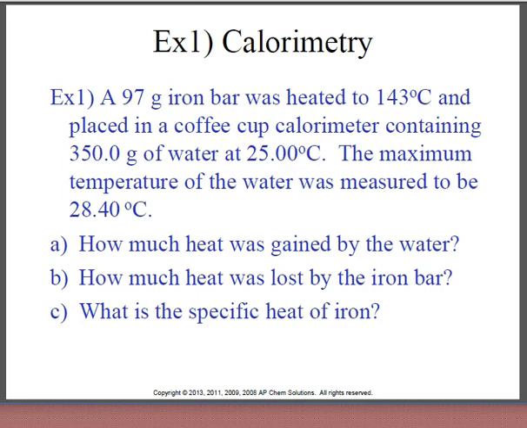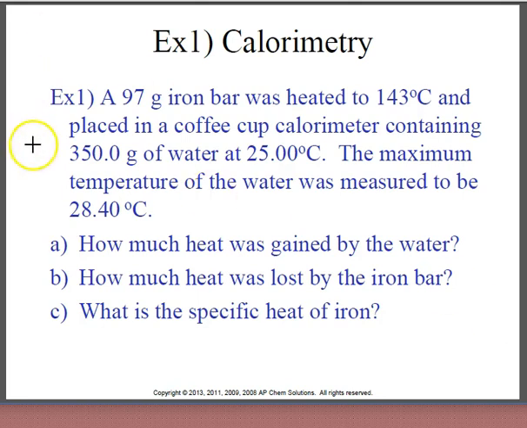Right, here is an example. We have a 97-gram iron bar, and it was heated to 143 degrees Celsius and placed in a coffee cup calorimeter with 350 grams of water, and the water is at 25 degrees Celsius. The maximum temperature of the water was measured to be 28.4. So let's think about what's happening.